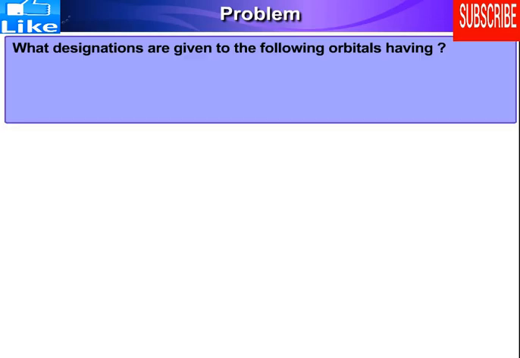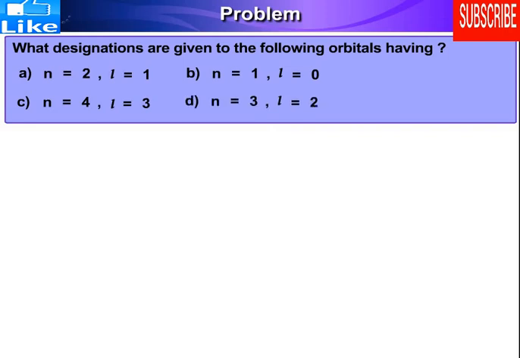Problem 3.2. What designations are given to the following orbitals having A. n is equal to 2, l is equal to 1, B. n is equal to 1, l is equal to 0, C. n is equal to 4, l is equal to 3, D. n is equal to 3, l is equal to 2.